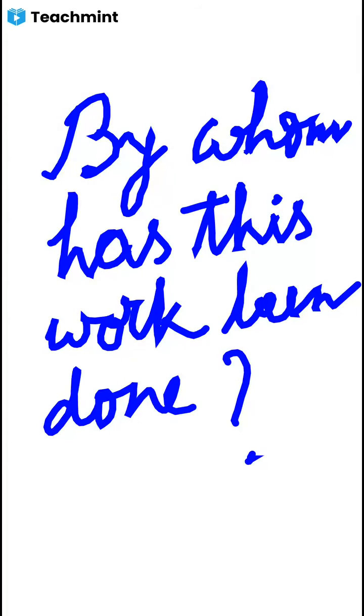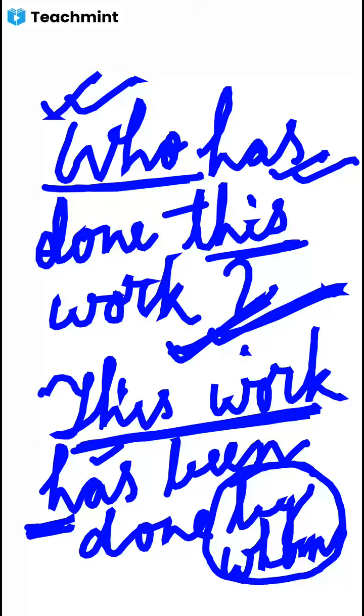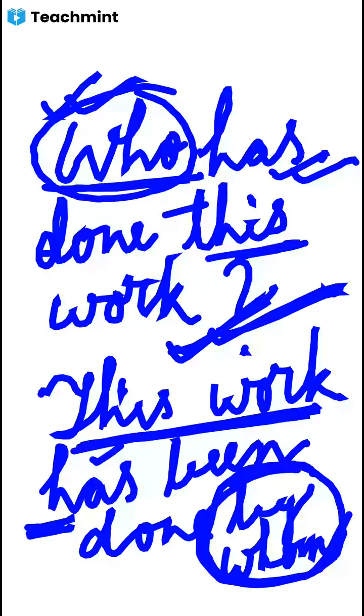So remember, whenever you are given the active voice with "who", if the interrogative sentence starts with "who", in the assertive form it will be "this work has been done by whom". But since it has to be changed into interrogative, "by whom" will go at the beginning. By whom, then will come the helping verb. So the helping verb is "has". So by whom has this work been done?